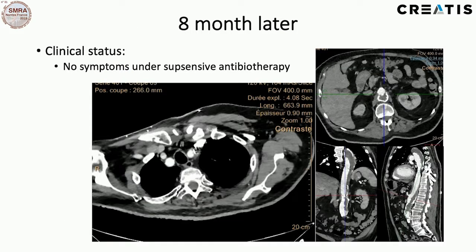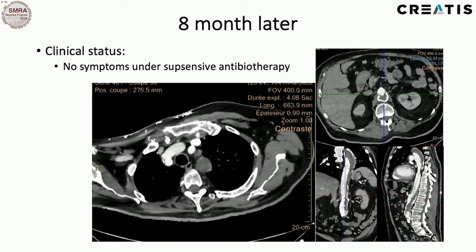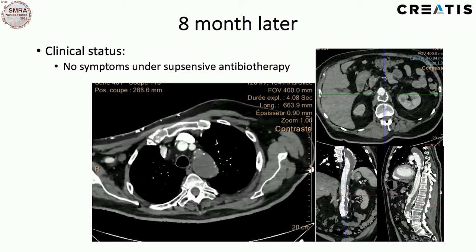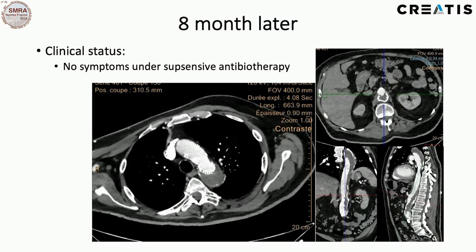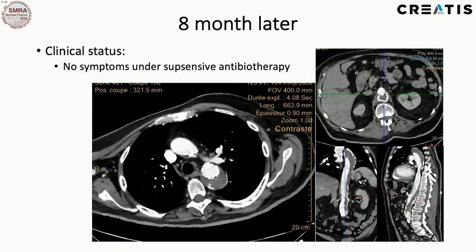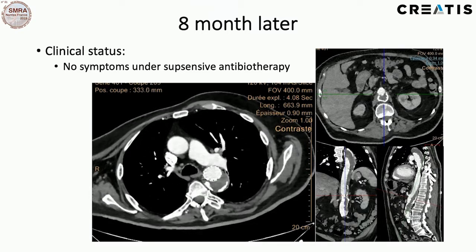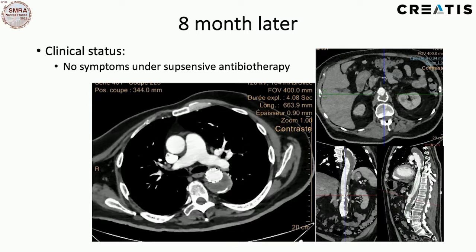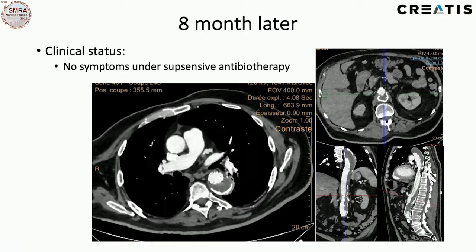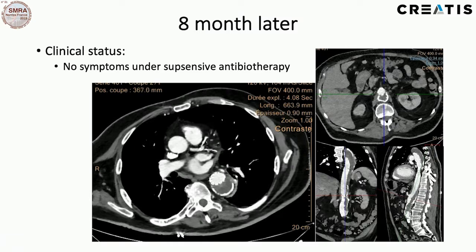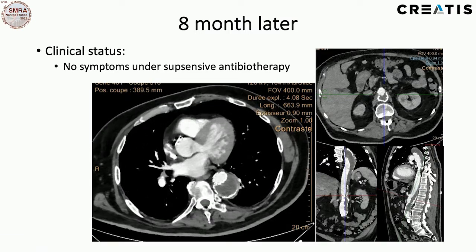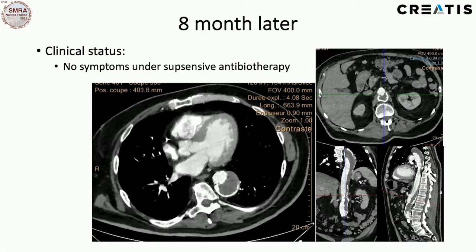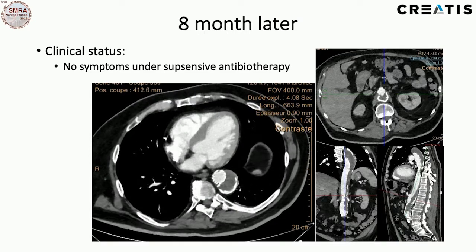So after 8 months, there were still no symptoms under suspensive antibiotic, and you can see it was a misinterpretation of the post-operative CT scan. There was obviously no perfusion of this false lumen, because you can see a decreasing diameter of the false lumen, and at the level of the collection, there is no more collection. It totally disappeared.